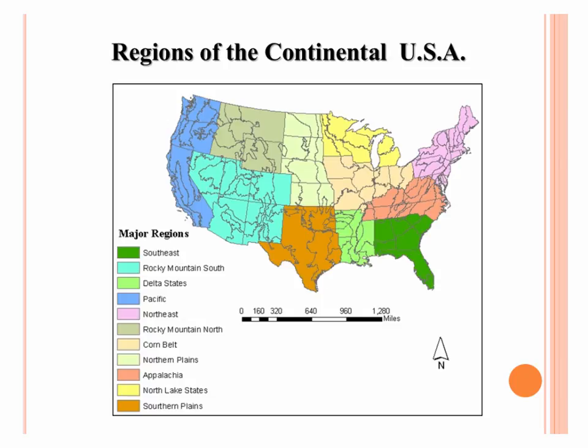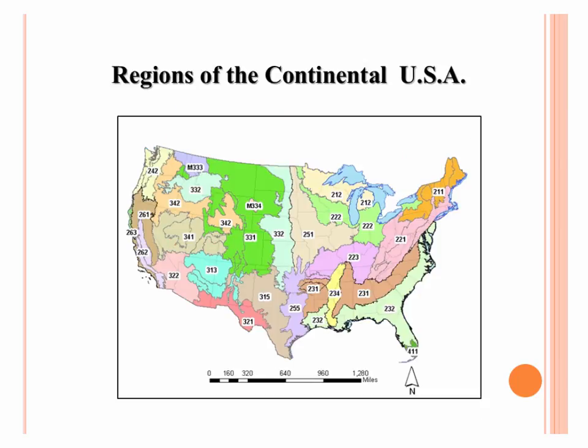This is the same region that Professor Bandon showed you. We didn't study Southeast and Pacific. We only use these 9 regions for making those calculations. This is the ecoregion I am talking about. Ecoregion 331 and 332, all the ecoregions of the continental USA.